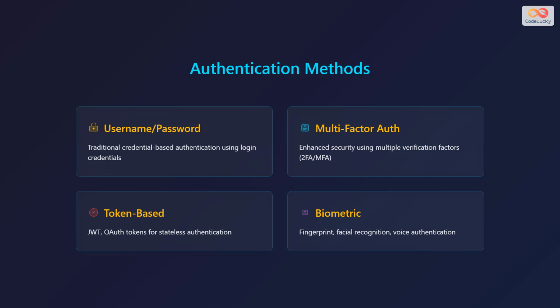There are various methods for authenticating users. The first and most traditional method is using a username and password, where users provide their credentials to gain access. Then we have multi-factor authentication, which enhances security by requiring multiple verification factors, like a password and a code sent to your phone. Next is token-based authentication, such as JSON Web Tokens or OAuth, which provide a stateless way to authenticate users. Finally, there is biometric authentication, which uses unique biological traits like fingerprint, facial recognition, or voice authentication to verify identity.